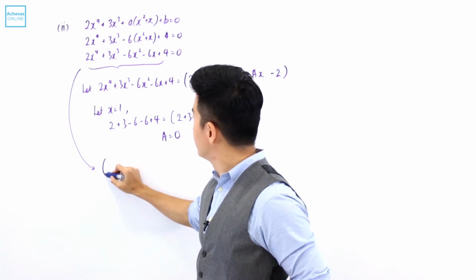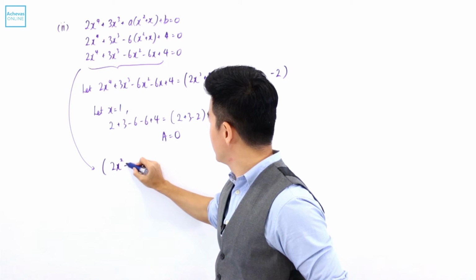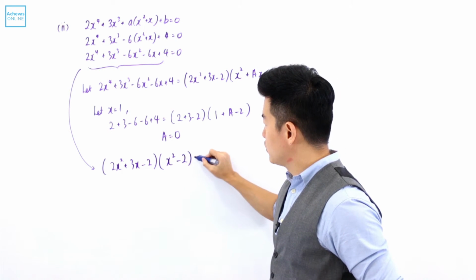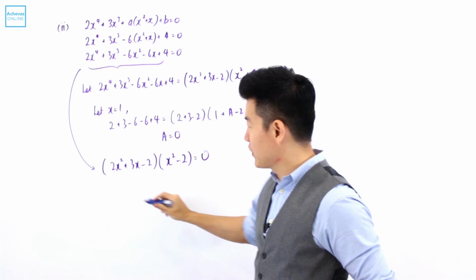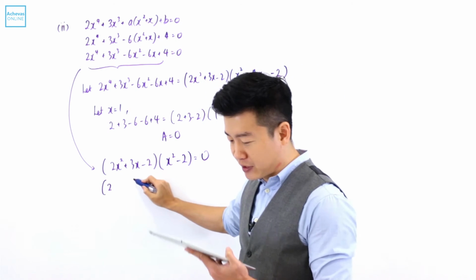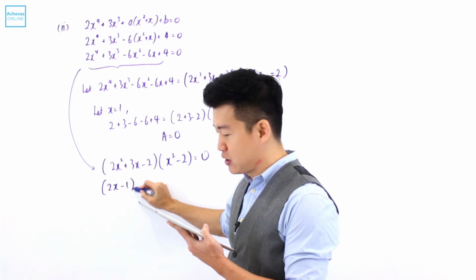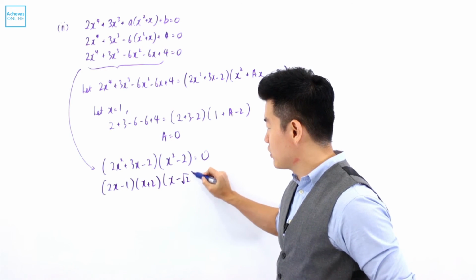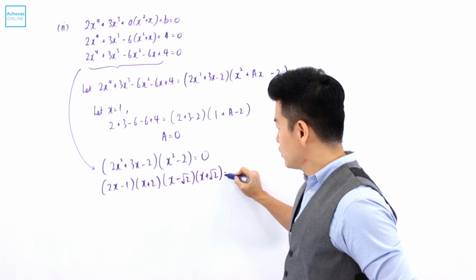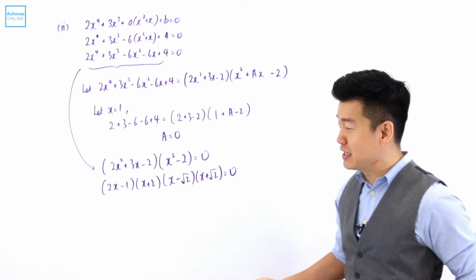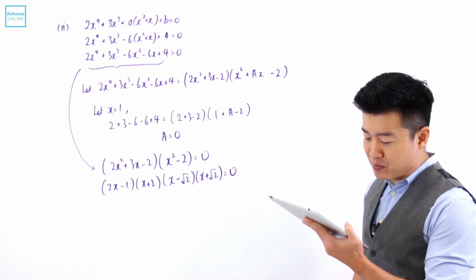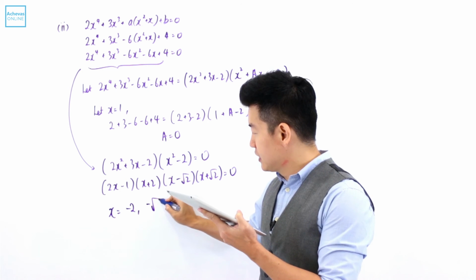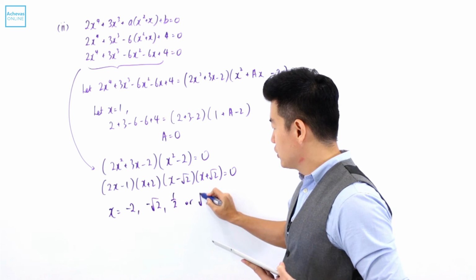this will become 2x squared plus 3x minus 2 multiplied by x squared minus 2 is equal to 0, which can be factorized further. So if I were to factorize this, it is 2x minus 1 and x plus 2. Factorizing this, it is x minus square root of 2, x plus square root of 2 is equal to 0, because I apply a squared minus b squared, which will be a minus b and a plus b. So what I will get is x to be equal to minus 2, or 1 half, or minus square root of 2, or square root of 2.